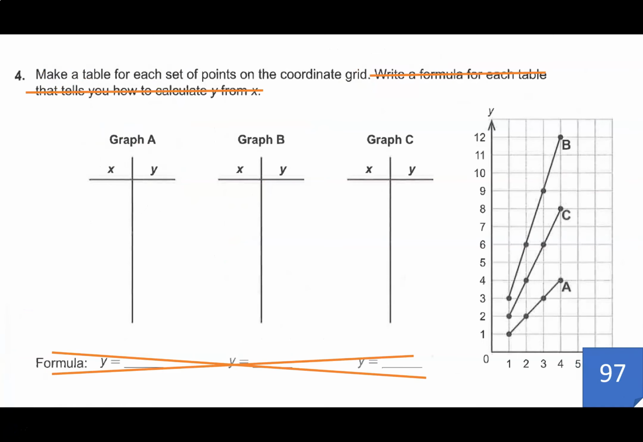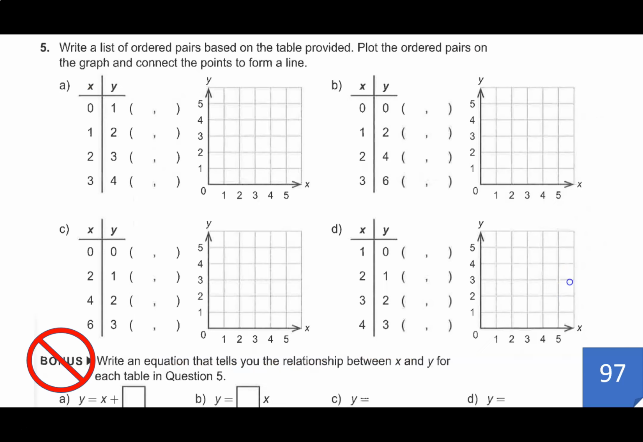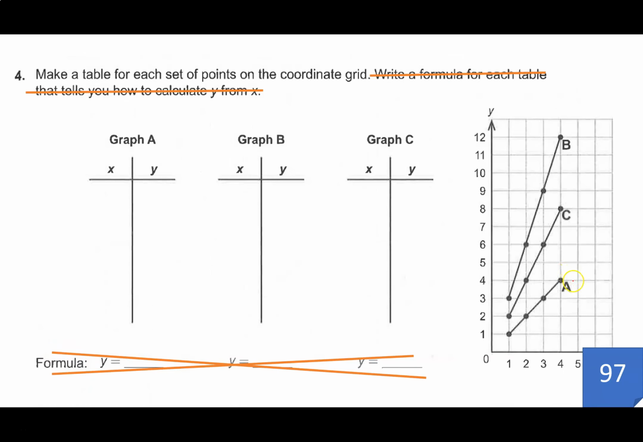Now turn to page 97. Let's read question 4 together. Make a table for each set of points on the coordinate grid. So you can see that there are 3 data sets on one coordinate grid. Let's take a look at A together. The first point is at (1, 1). X equals 1 and y equals 1. When x is 2, y is also 2. (2, 2). And when x is 3, y is 3. Please do the same for graph B and graph C.